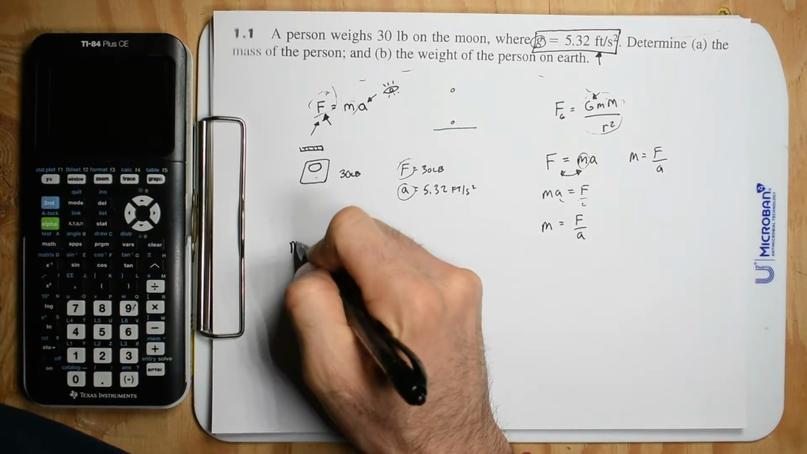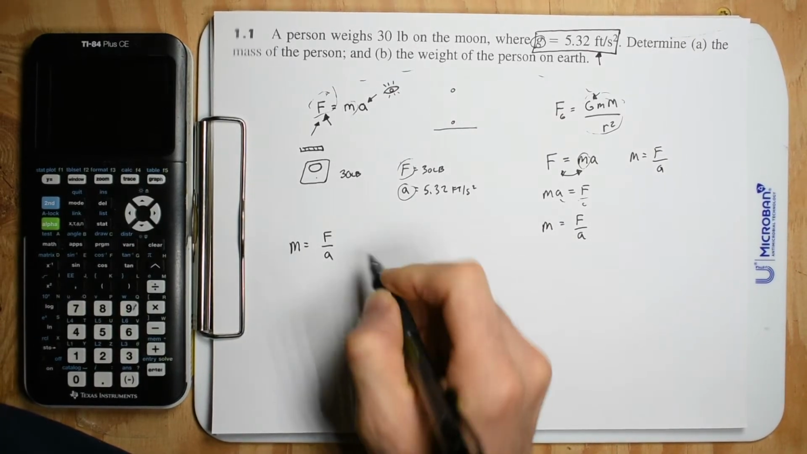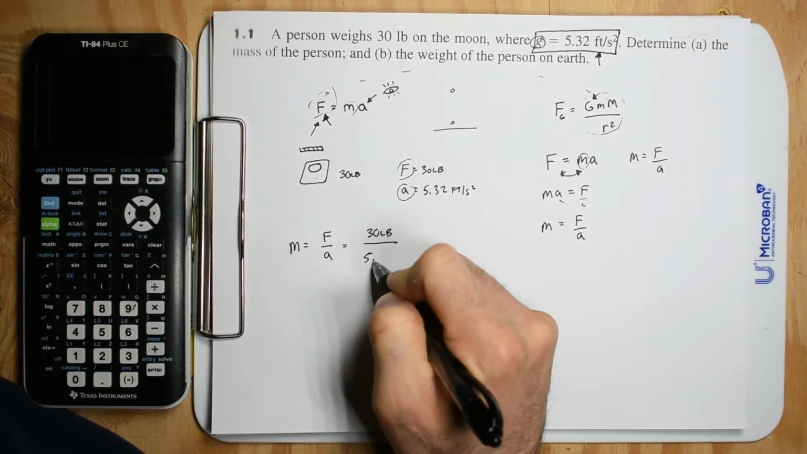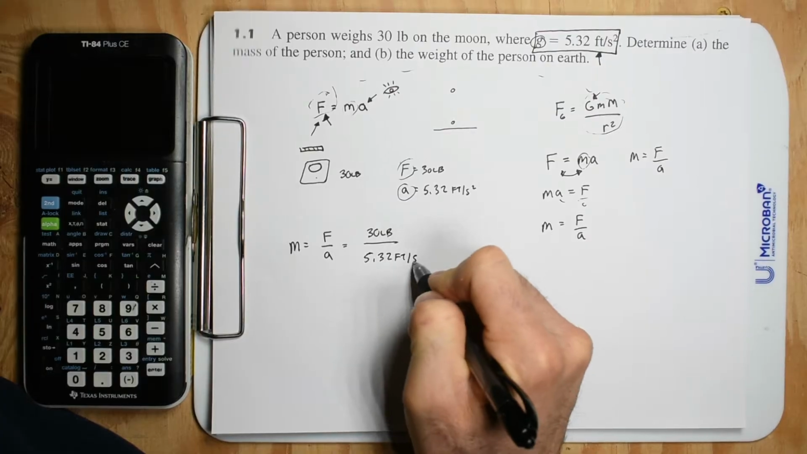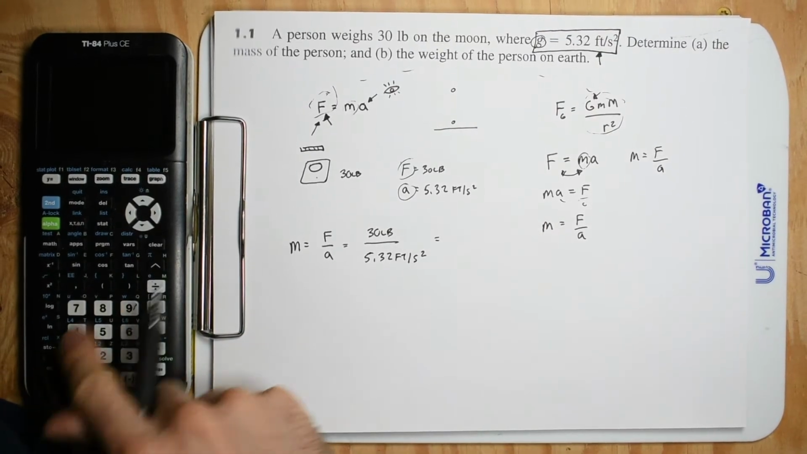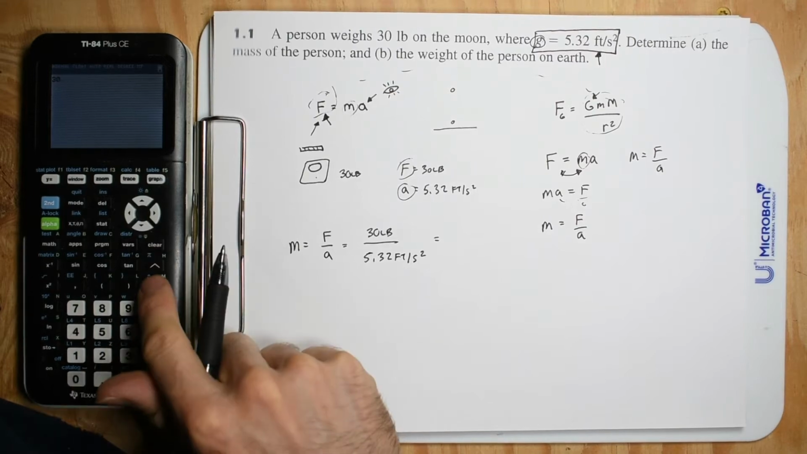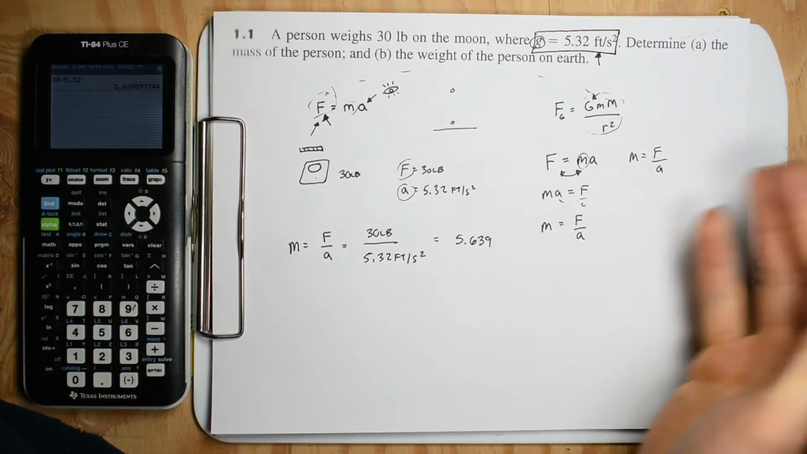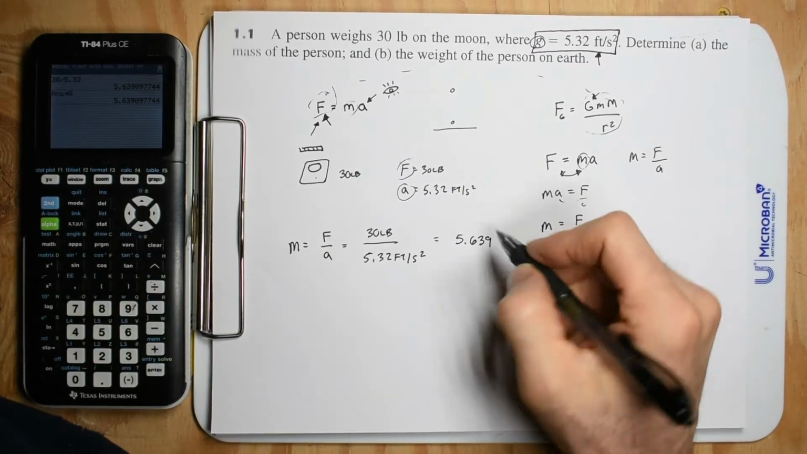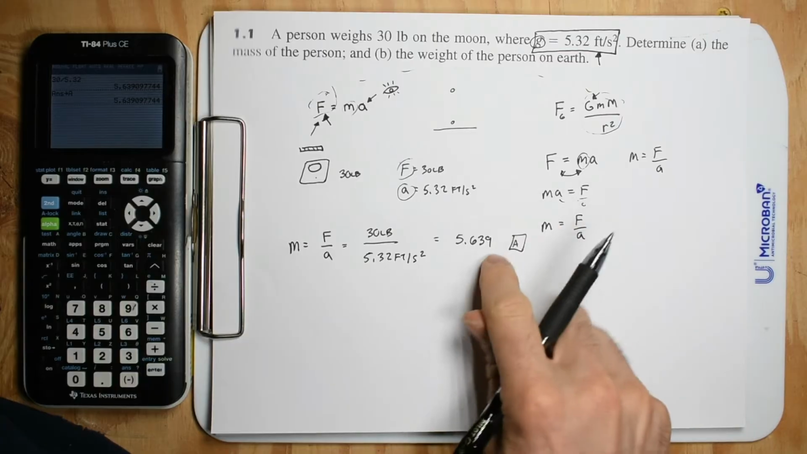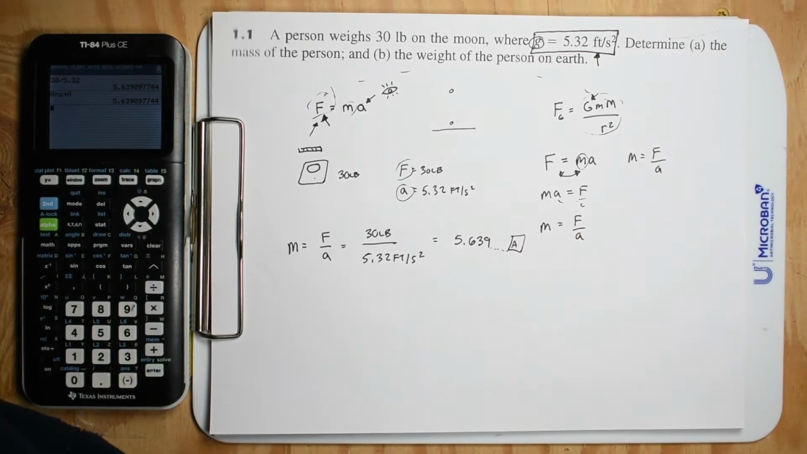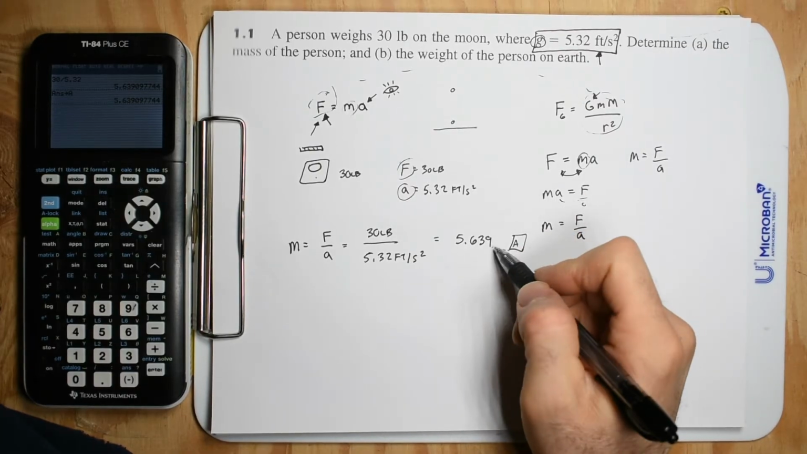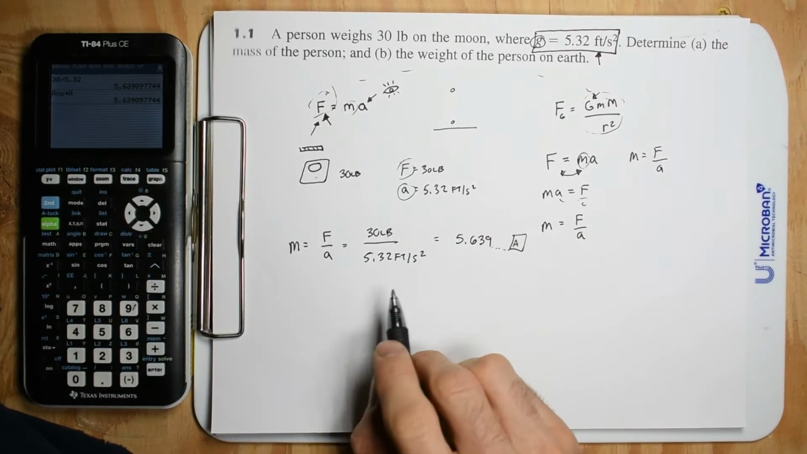But anyway, once you get this, M is equal to force over the acceleration, toss it in. So we have 30 pounds divided by 5.32 feet per second squared. And what does that give us? 30 divided by 5.32, it gives us 5.639. I always like to store it in my calculator as a letter, so then we know it to 10 digits. Alright, so we got that. Now what are the units on this? It doesn't make sense anyway.